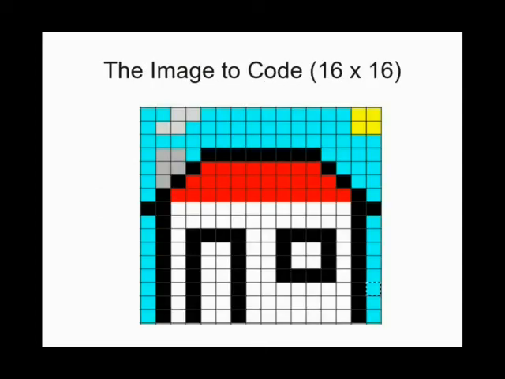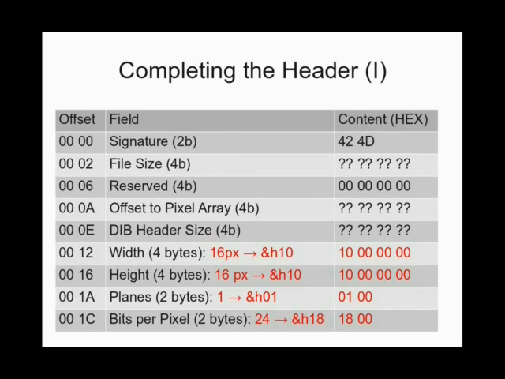We code this simple image, where the height of the image is 16 pixels and the width is 16 pixels too. Okay, so we can start to complete the header of the file. We see that the file size we don't know yet, so we will put question marks. Reserved bytes, we will put them to 0. The same for the offset to the pixel array, we will leave it for the moment, and the same for the header size.